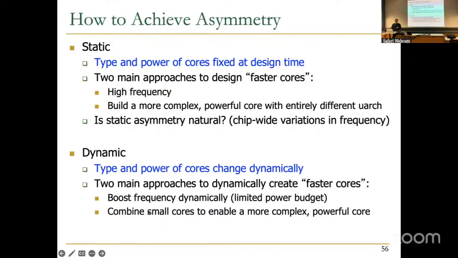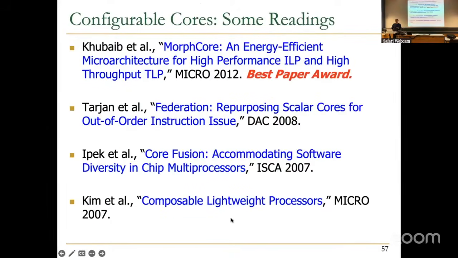But there's also another way of dynamically achieving asymmetry, which is combining small cores to enable a more complex, powerful core. I think that's a very interesting approach that perhaps needs to be re-examined. I'm going to mention some papers that I briefly mentioned yesterday also, but I'm going to put them on a slide. We'll not go into that much today. Maybe there's a third, fourth, or fifth approach that I don't know. So for the second approach, combining small cores to enable a more powerful, complex core, there are actually works in this area, which I believe are interesting. I'll just leave it here and not talk about it.